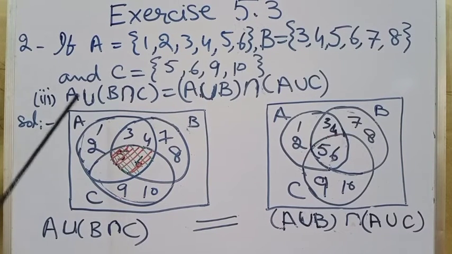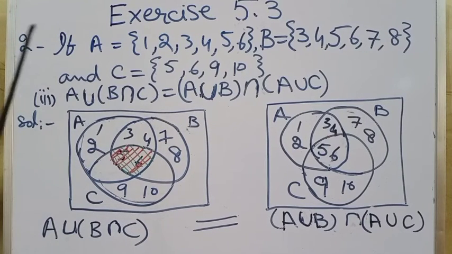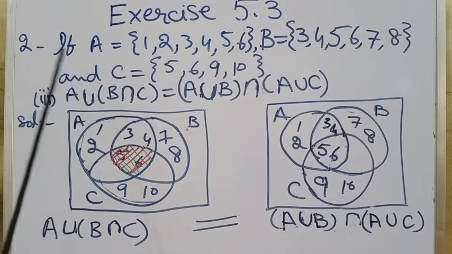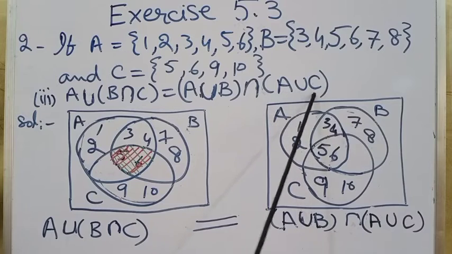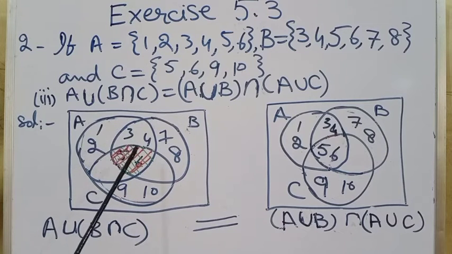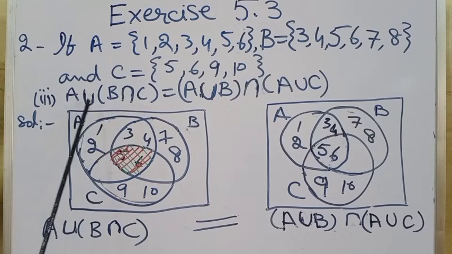The third part of this same question is the distributive property of union over intersection. A union B intersection C is equal to A union B intersection A union C. We have three overlapped sets A, B and C. Here we have B intersection C. This portion is colored. Now we have to find A union B intersection C. Union contains all elements of B intersection C and set A.